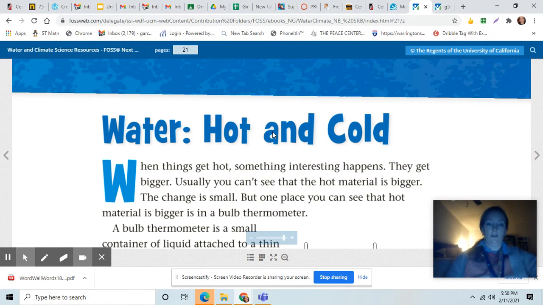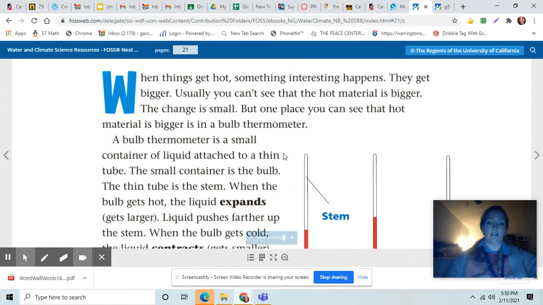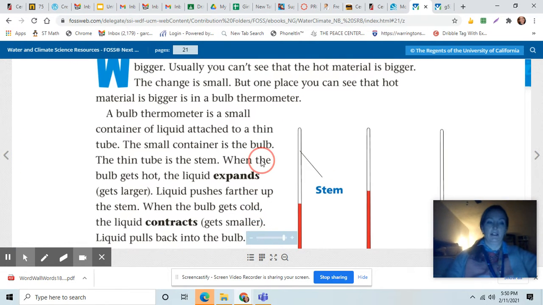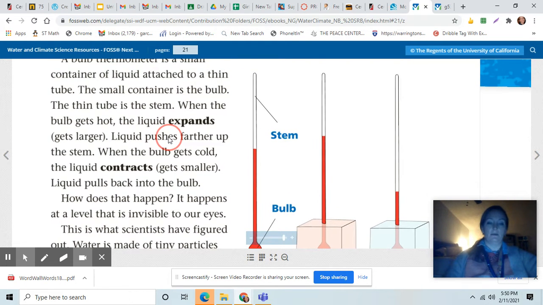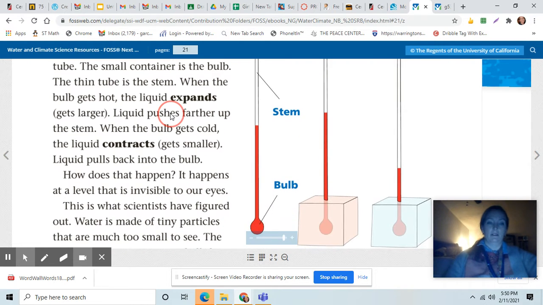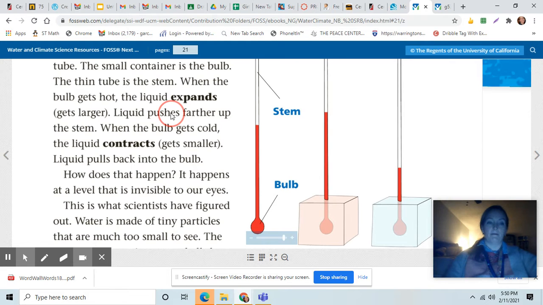Water, hot and cold. When things get hot, something interesting happens. They get bigger. Usually you can't see that the hot material is bigger. The change is small. But one place you can see that hot material is bigger is a bulb thermometer. A bulb thermometer is a small container of liquid attached to a thin tube. The small container is the bulb. The thin tube is the stem.